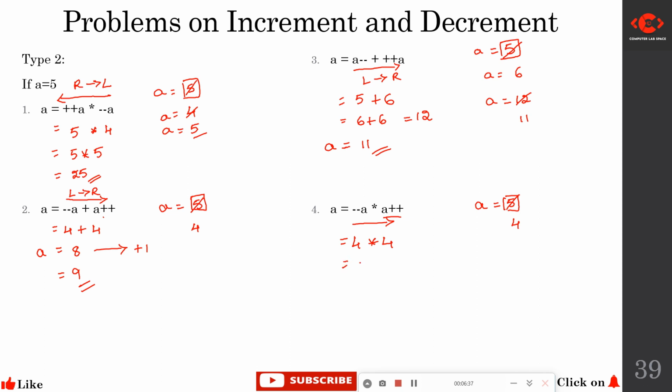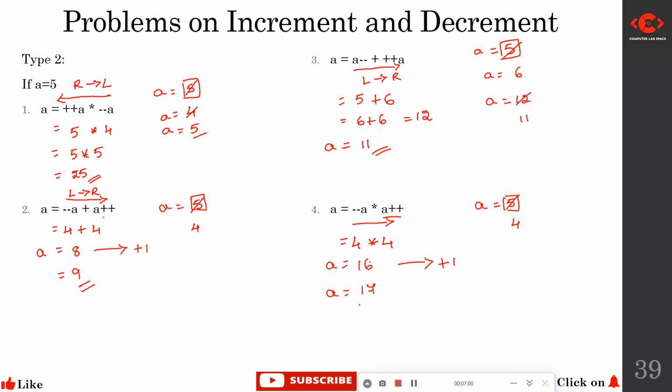So what is the value of 4 into 4? It is 16, right? Now a value is 16, and we have not yet performed this post increment. So 16 is going to be increased by 1, that is plus 1. So what is the value of a? A is 17.